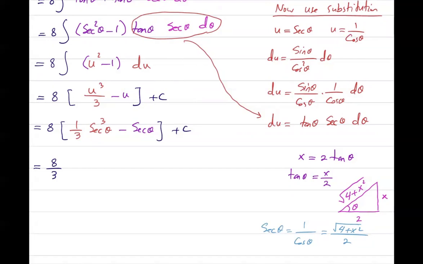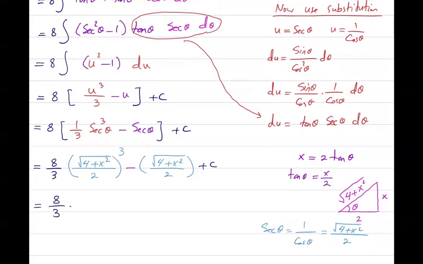Ooh, that's a big number. Square root of 4 plus x squared divided by 2 to the third, minus secant, which we know is the square root of 4 plus x squared divided by 2, plus constant of integration. So we get 8 divided by 3 times. Here you can just raise this guy to power 3 or leave it as it is, or simplify it as much as you can. That's totally up to you.